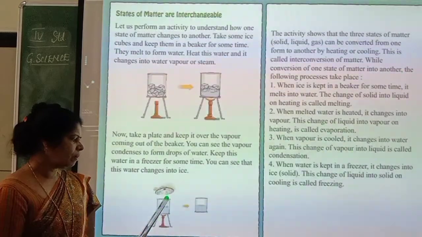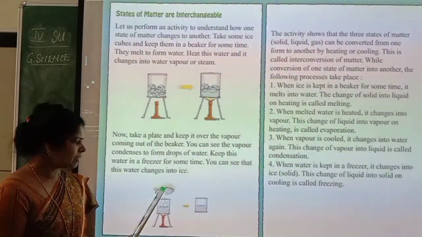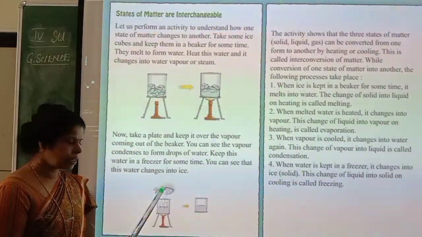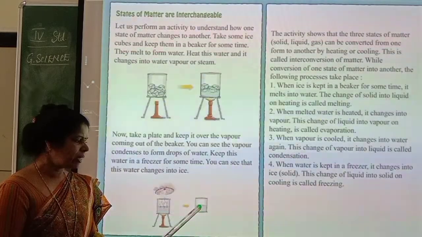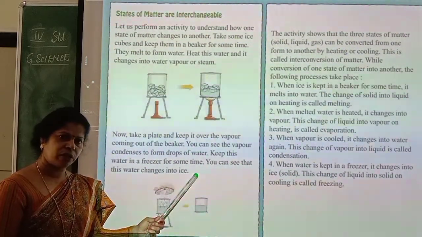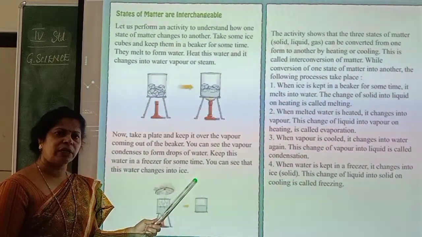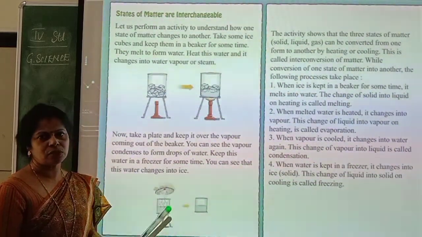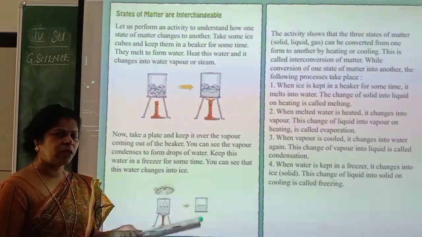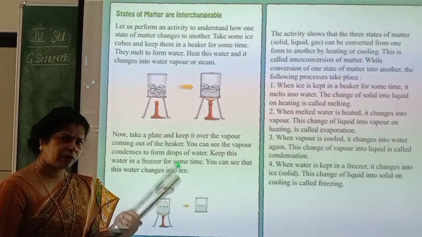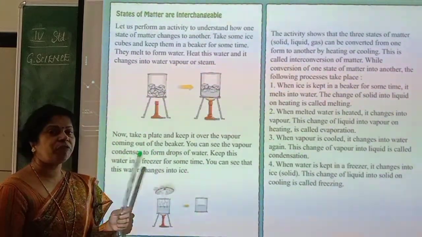So water, first steam, gaseous form, settles on the plate and then condenses or cools. Again it becomes liquid. That liquid you are going to collect and keep in the freezer. Again what happens? The liquid water is going to turn into ice, which is in the solid form. So what happens? Can you see that there is an interchange? Solid to liquid, liquid to gas, gas to liquid, again liquid to solid. So there is an interchange of states of matter.